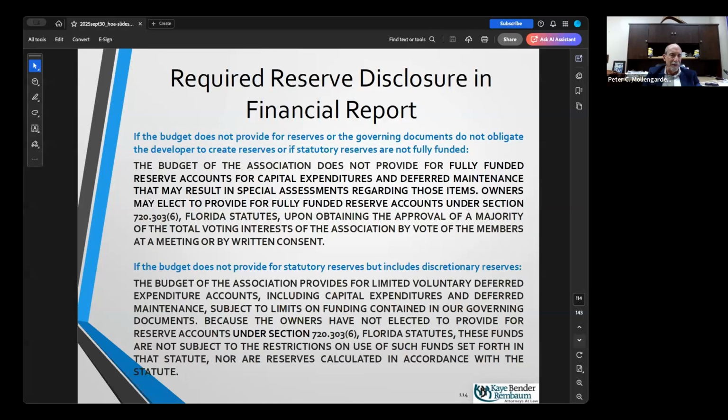I'll skip this one a little bit. I'll talk a few minutes about this, but basically, in your financial report, you have to have certain disclosures regarding whether or not you have reserves, or whether you have statutory and non-statutory reserves. You can read this, but basically you have to disclose to the owners if you're not maintaining statutory reserves, or if the statutory reserves have been waived, or if you're not required to maintain statutory reserves and you have any kind of reserves that you want.